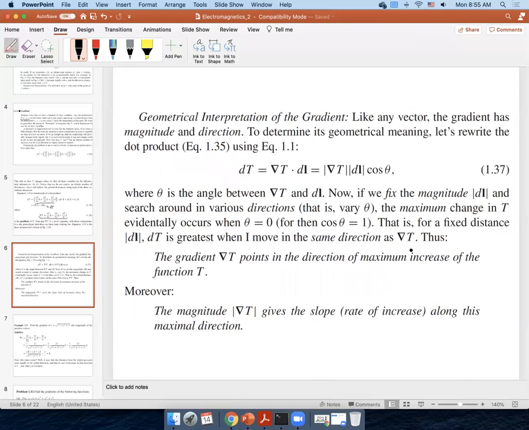And what's the meaning of del T? The gradient, or del T, points in the direction of maximum increase of the function T. So remember, function T is a three-dimensional function. It has three variables, x, y, z. Del T, or the gradient, is the direction of maximum increase of this function. Moreover, the magnitude of del T gives the slope, or value of the slope, along this maximum direction.